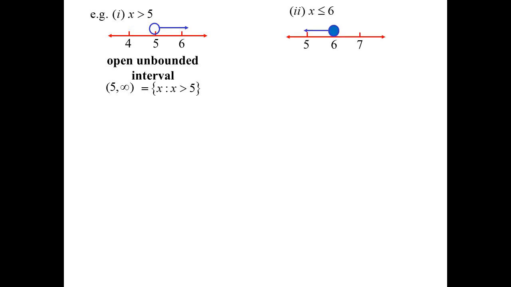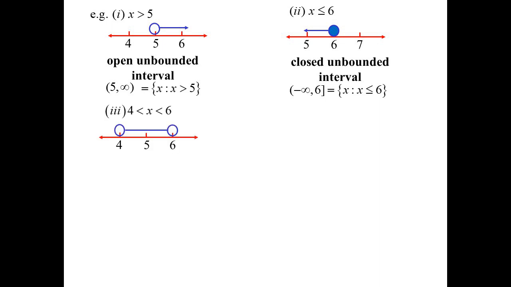Okay, so what about if it's included as well, so less than or equal to 6? The only difference here really is we colour in the endpoint, so it becomes solid. So that tells us, yeah, this is part of the solution. So that's a closed unbounded interval. Now when it's closed, we use the square bracket rather than the parenthesis. Okay. In between 2 points, and this time both endpoints are not included, so that's open but it's bounded. It's a bounded interval. And that's how we would have it in both interval and set notation.